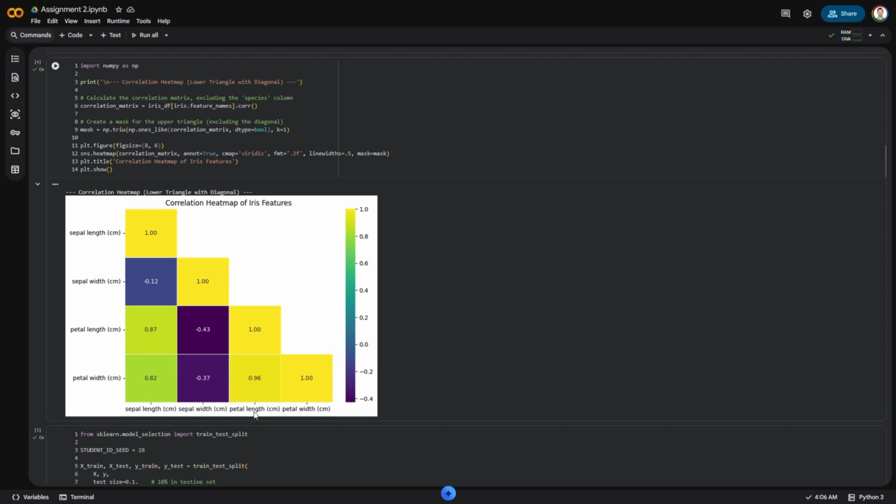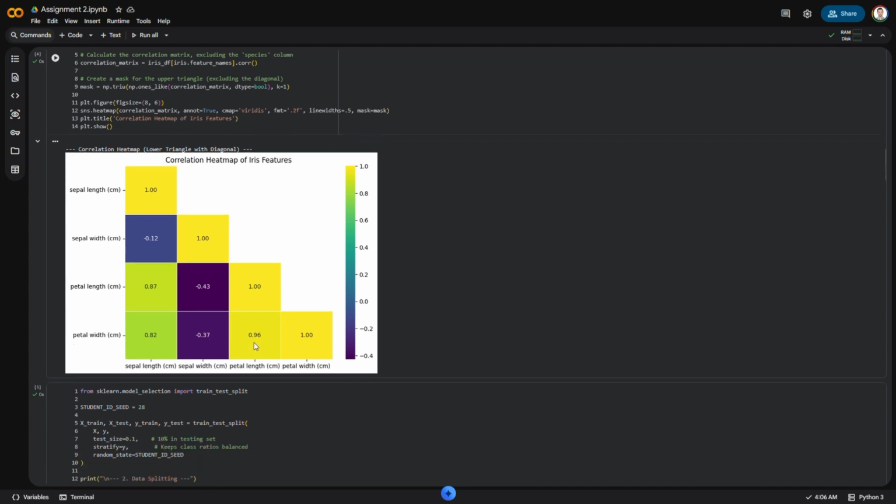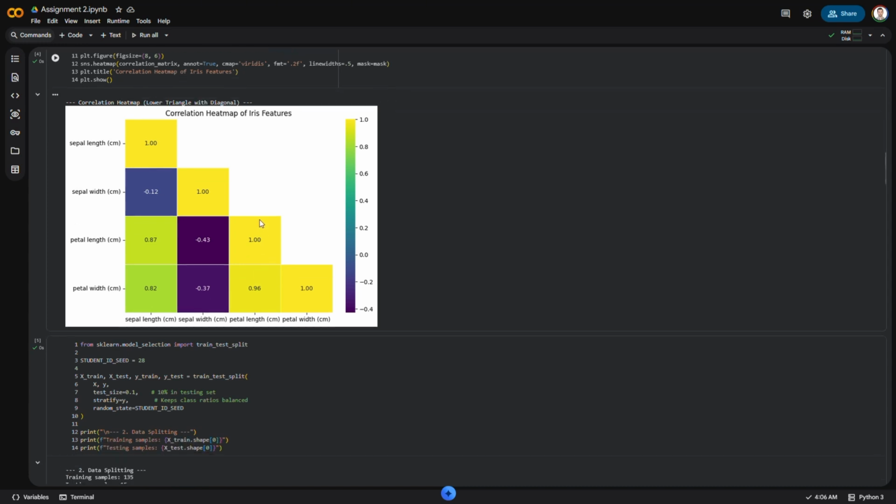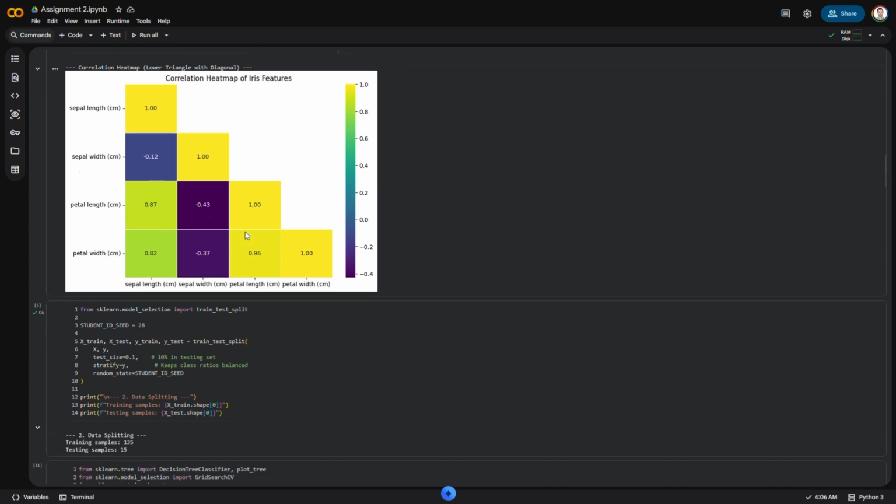Petal length and petal width have a very strong correlation of about 0.96, meaning they increase together and carry very similar classification information. This tells me that petal measurements are the most important feature in this dataset. Overall, this data analysis shows that the main classification challenge is not identifying Setosa, but separating versicolor from virginica.